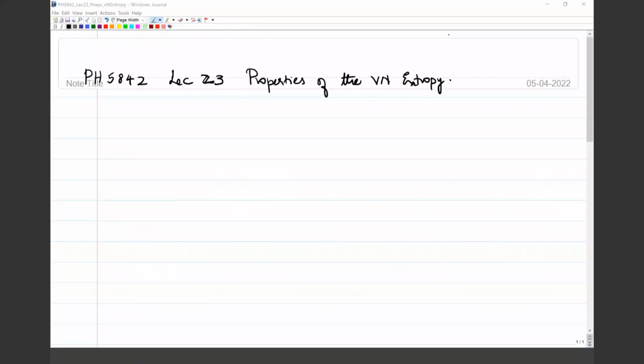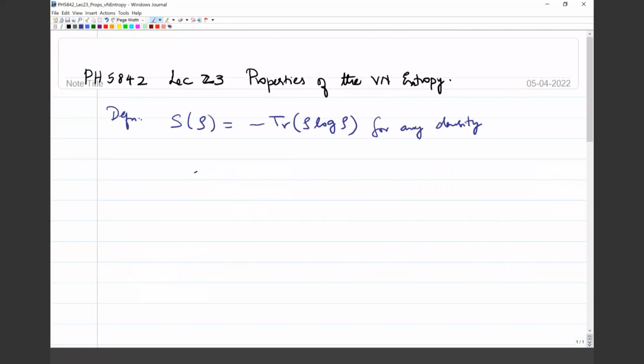Okay, so we're going to continue discussing the von Neumann entropy today. Yesterday we defined the entropy to begin with, where we said that S of rho is simply negative trace rho log rho for any density operator rho on the Hilbert space H, right? This is the basic definition.